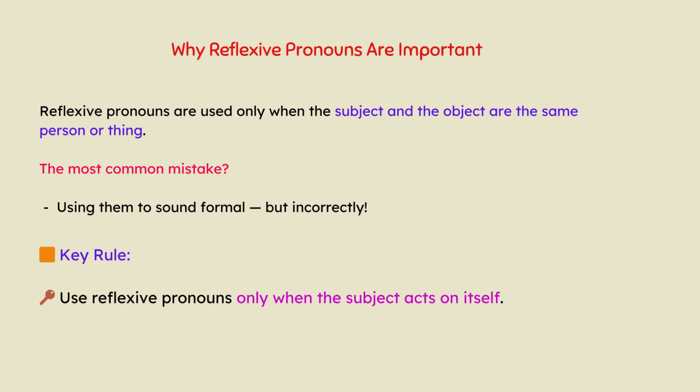But here's the most common mistake. People use reflexive pronouns just to sound formal. But that's wrong. Like saying, if you have any questions, speak to myself. That sounds fancy, but it's incorrect. Key rule: use reflexive pronouns only when the subject acts on itself. So remember, if no one is acting on themselves, don't use myself, yourself, or themselves. We'll look at more examples to make this super clear.